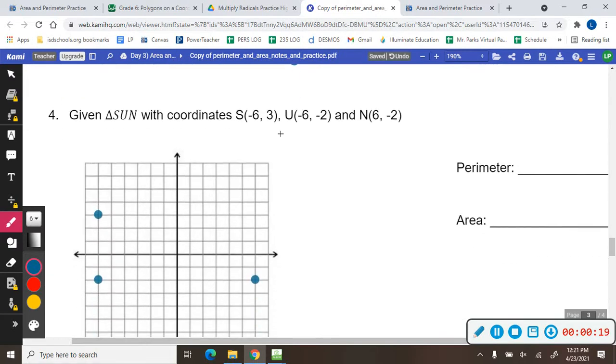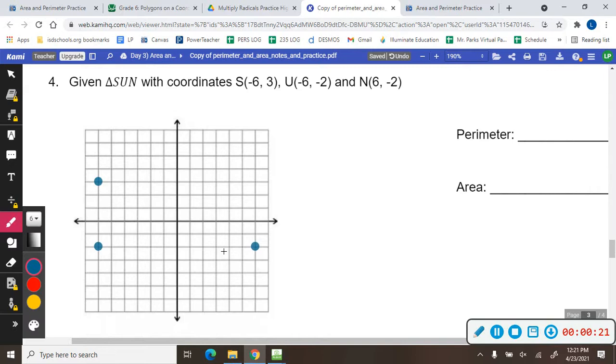4, I'll let you do number 4 yourself. It does make a triangle. It's going to be pretty easy to count because the base is horizontal, the height is straight vertical, a lot easier to count.